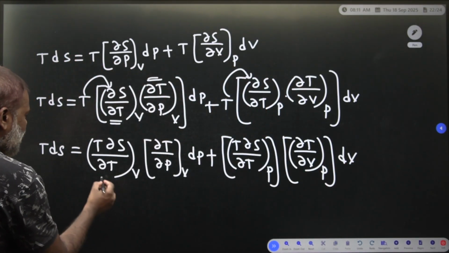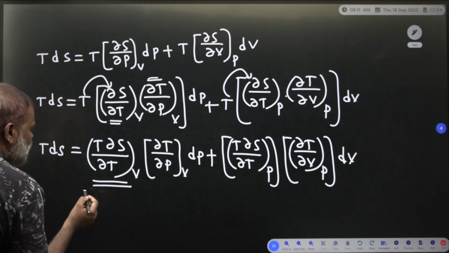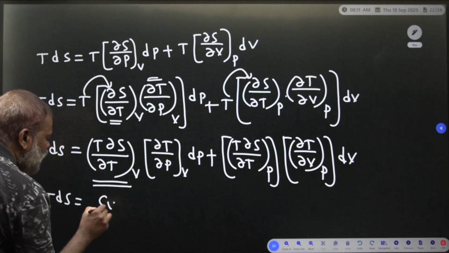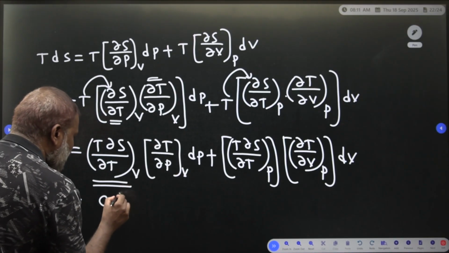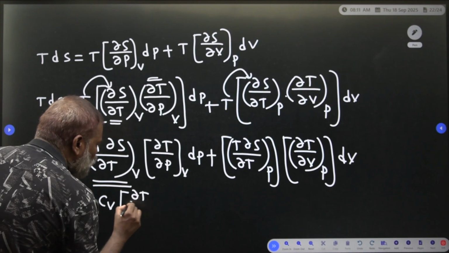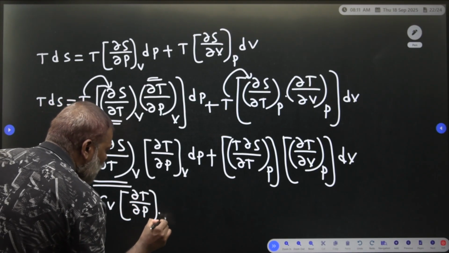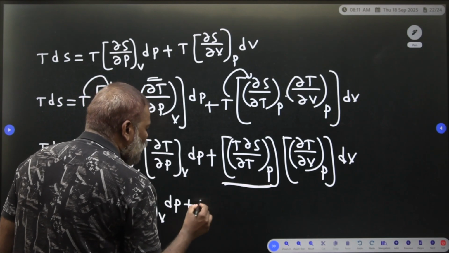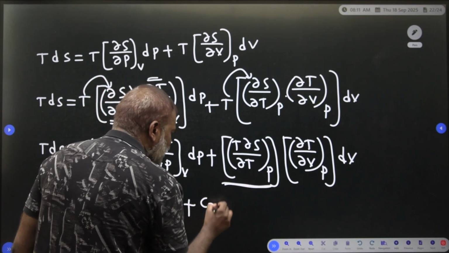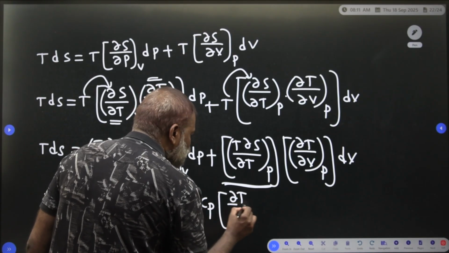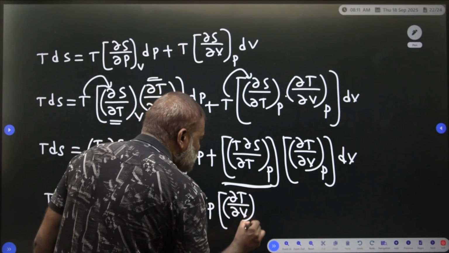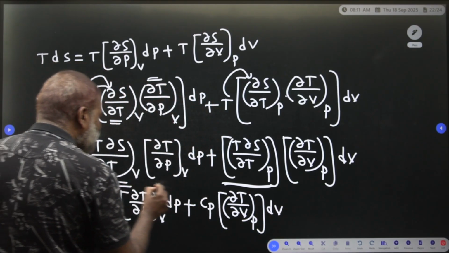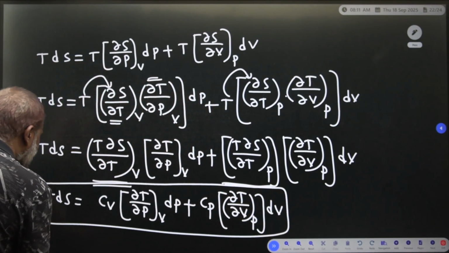So you are able to take this entire term, you know that. Therefore TdS is equal to, this one you have to take as Cv into dou T by dou P at constant volume into dP, plus this entire term you are going to take as Cp into dou T by dou V at constant pressure into dV. You are going to take this expression; we call it the third TdS equation.